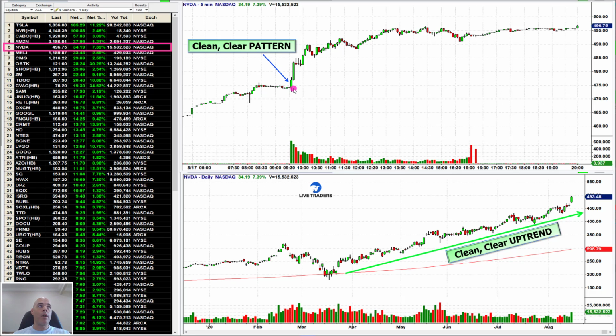All right, this is what NVIDIA looked like after. Now you can see the clean, clear uptrend. There's a daily 200 period moving average, which we'll talk about later on here. But for all intents and purposes, there are no moving averages here. I see a daily that's moving higher. We already looked at the 60. You found it on the dollar gainers chart.